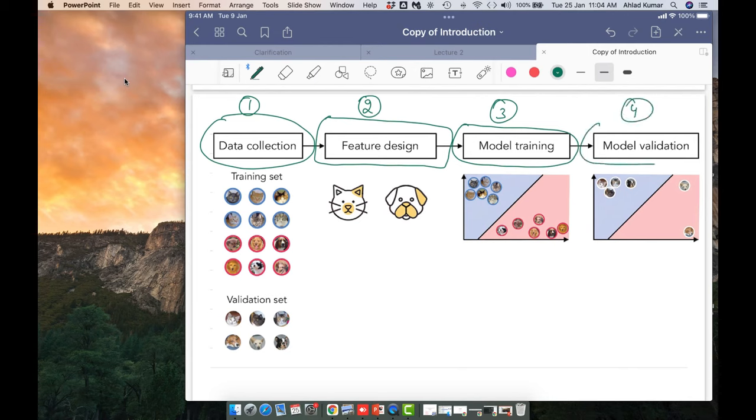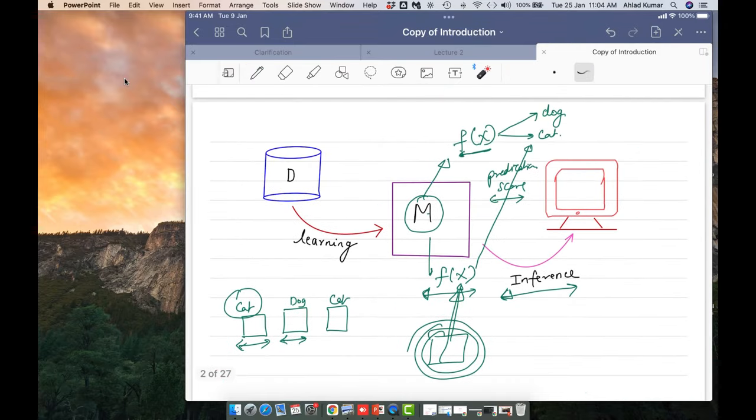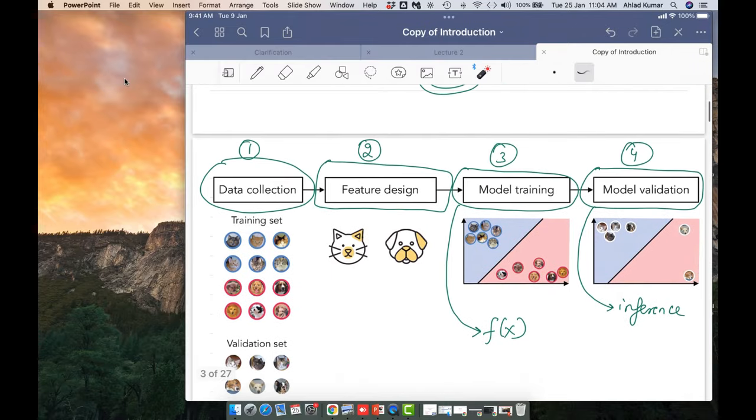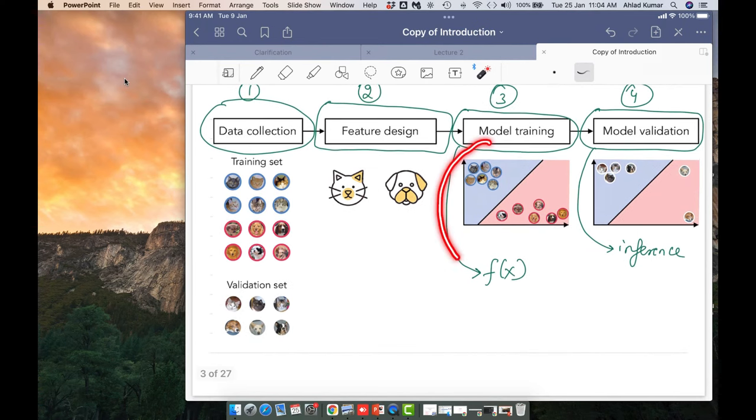And the fourth step is model validation, which is also called inference, which I was discussing in the last slide. And what is model training? Model training is nothing but coming up with the function f(x), which we were discussing in the last slide, this function f(x). When we say that we are training the model, it means we are coming up with the inherent function f(x), which can distinguish between different images. So model training means coming up with the function f(x), and inference means if you feed something here, what answers it will give you. It is also called model validation, or testing. So all these terms are the same: inference, testing, validation.